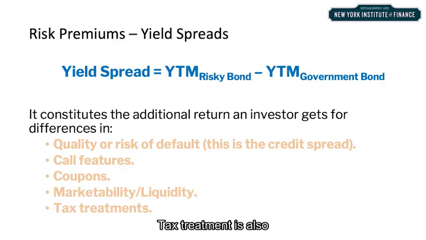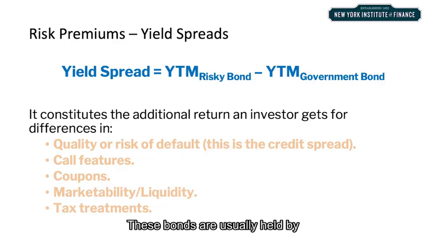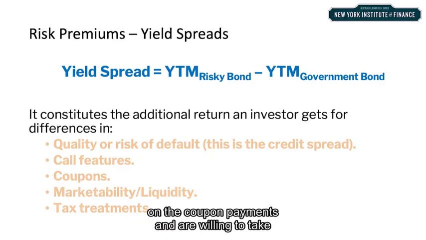Tax treatment is also a feature of state and local bonds in the U.S., where the coupons on these bonds are free from federal income tax. These bonds are usually held by individuals who would normally face a high tax rate on their coupon payments, and are willing to take a lower rate if the bond is federal income tax free.